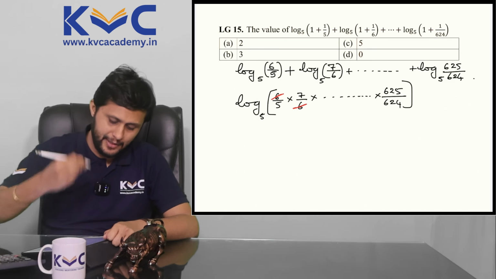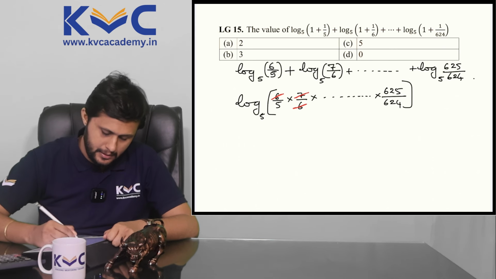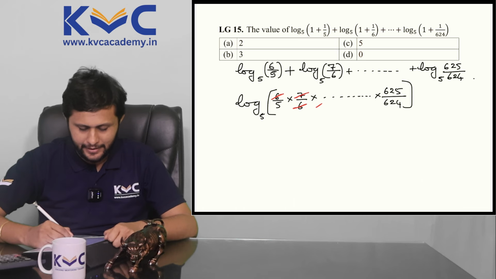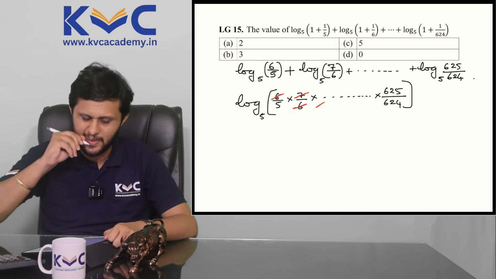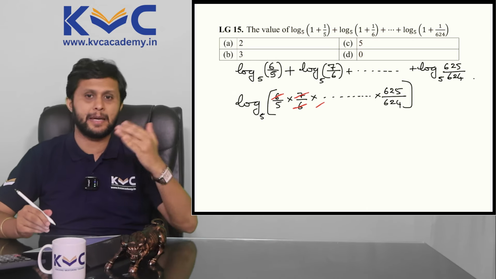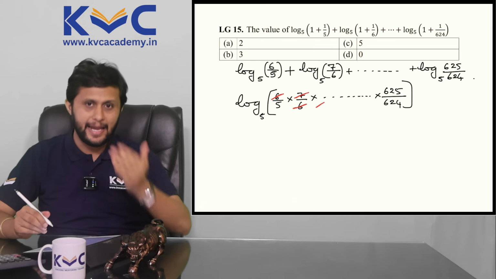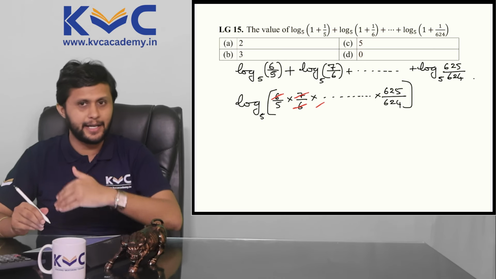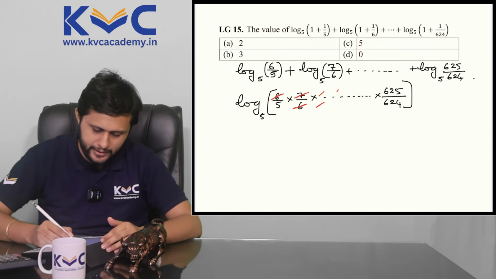Same way, there is 7 in the numerator and it will get cancelled to the invisible 7 in the denominator. I have not written it because it continues. If I had written, it would have been 7 there because it would be 6 by 5, 7 by 6, 8 by 7, 9 by 8, 10 by 9 and so on. So this goes on cancelling.